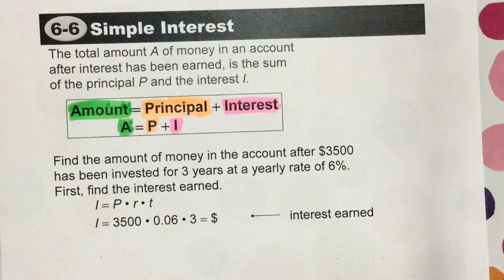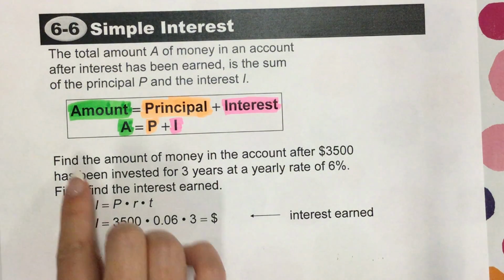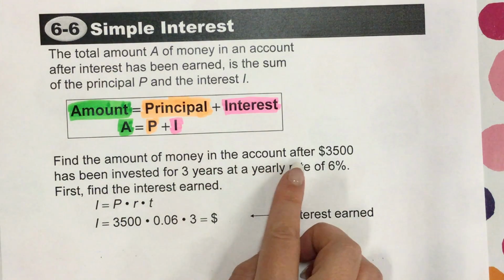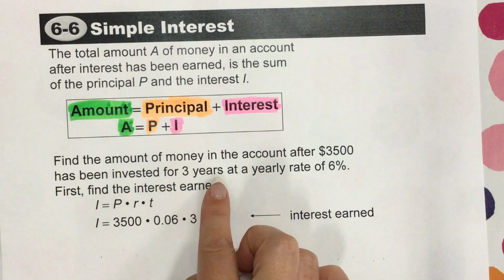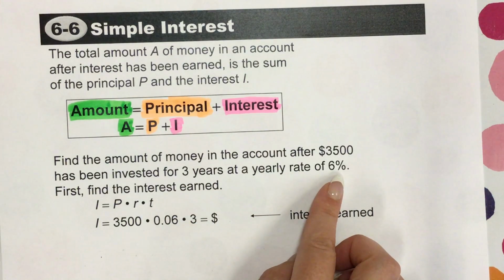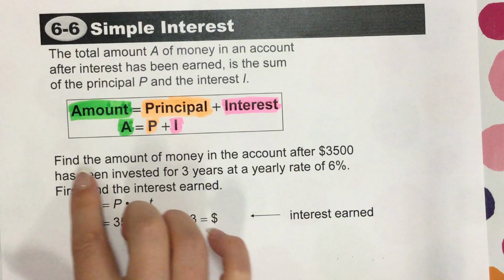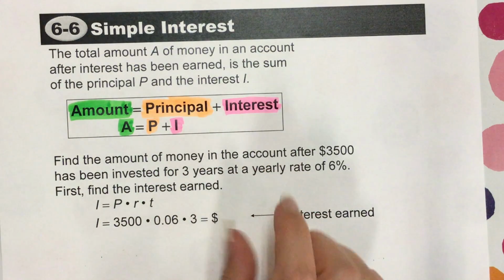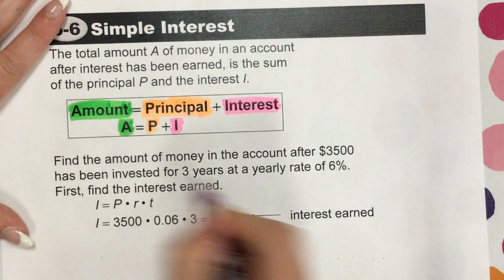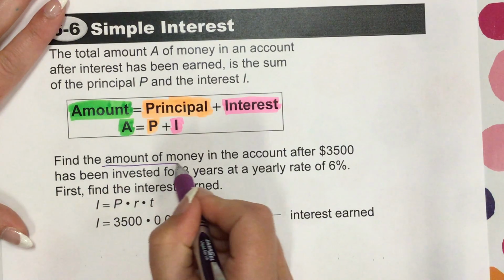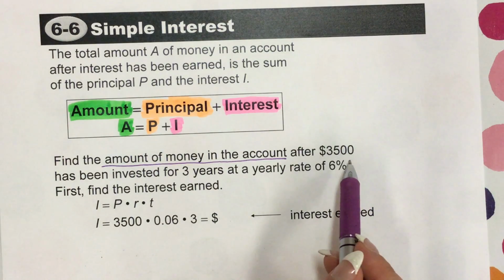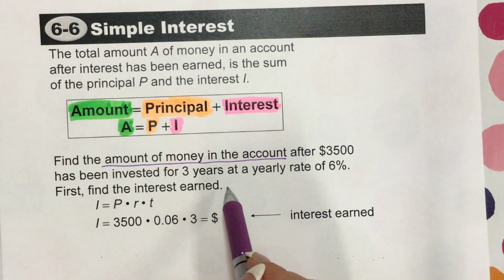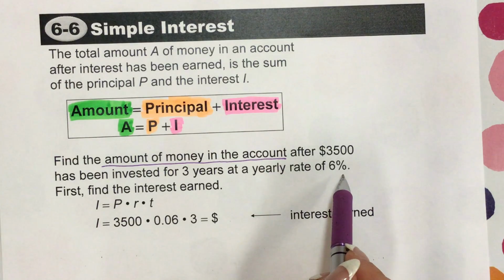Okay? So we're going to go ahead and look at an example here. It states: find the amount of money in the account after $3,500 has been invested for 3 years at a yearly rate of 6%. Okay, so we want to find the amount of money in the account. So that's what we're trying to do. Find the amount of money in the account. That's what our answer should be. After $3,500 has been invested for 3 years at a yearly rate of 6%.